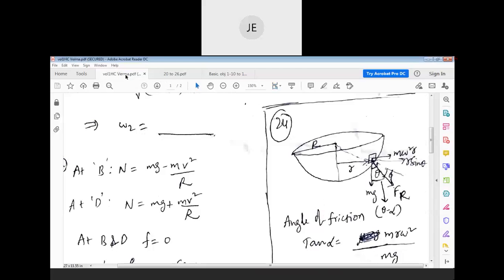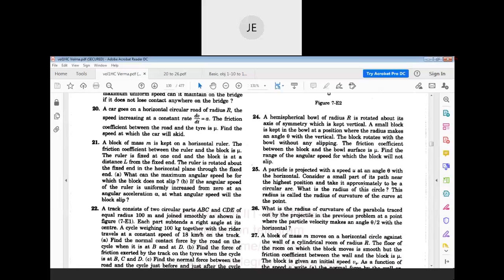And the block rotates with the ball without any slipping. The friction coefficient between the block and the ball surface is mu. Find the range of angular speed. Range means minimum angular speed and maximum angular speed, so that it will not slip.